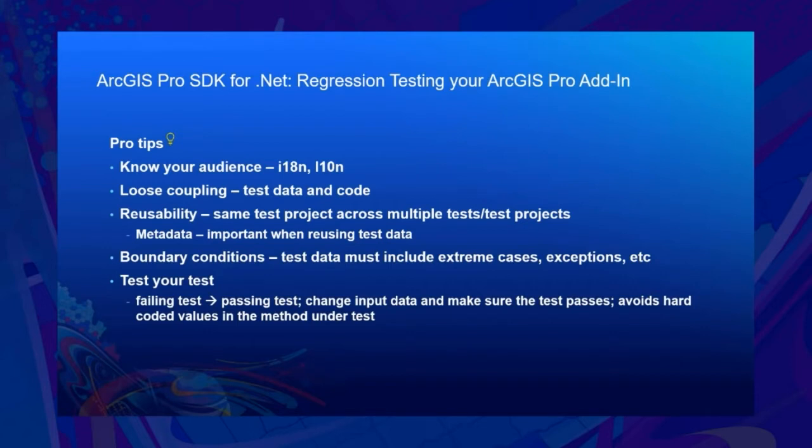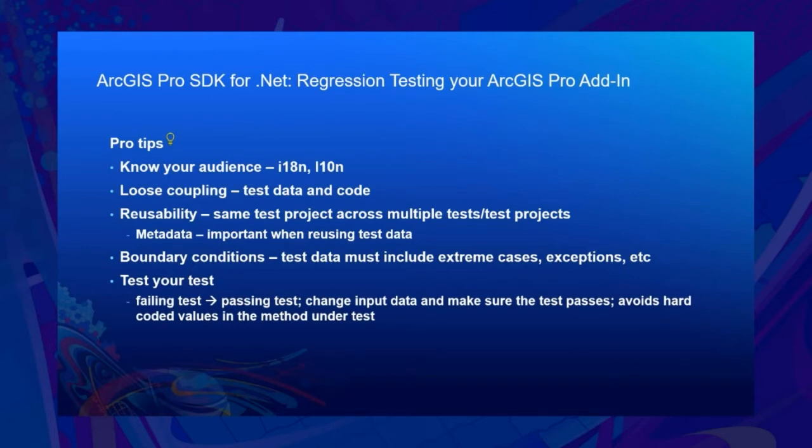For example, if in your code you are expecting a feature layer, don't just test with the feature layer in your map. Also add in other layer types so that you can catch any bugs or regressions. When reusing test data and projects across multiple tests, make sure you have metadata set. This will help you in the long run when someone edits the test data and you have to figure out why the tests fail.